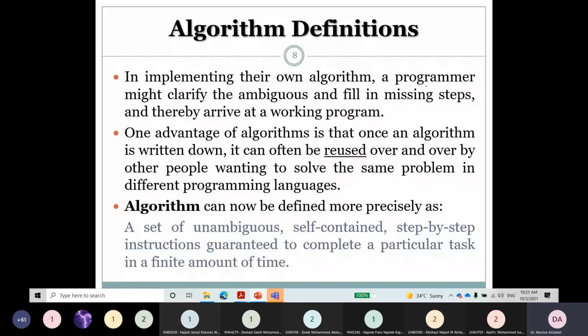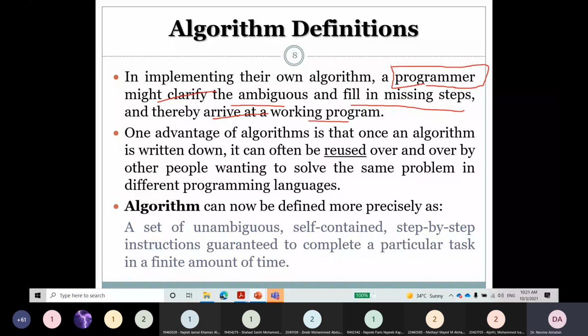Okay, when you, for example, implement their algorithms, the programmer needs to clarify all the ambiguity. If there is any ambiguity, if there are any missing steps, it will be clarified. It will not be ambiguous.